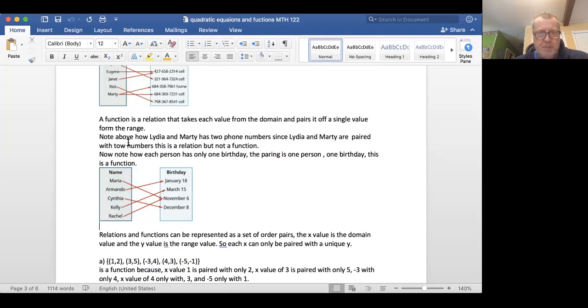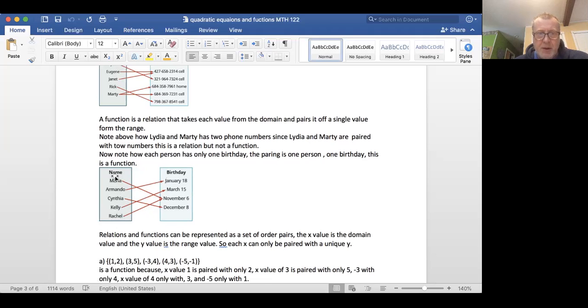So for example, in this case, we have names and birthdays. Everybody only has a single birthday. So Maria's birthday is November 6th. Can't have another birthday. Armando is January 18th. Can't have another birthday. Cynthia, December 8th. Can't have another birthday. Kelly, March 15th. Can't have another birthday. Rachel, November 6th. Can't have another birthday.